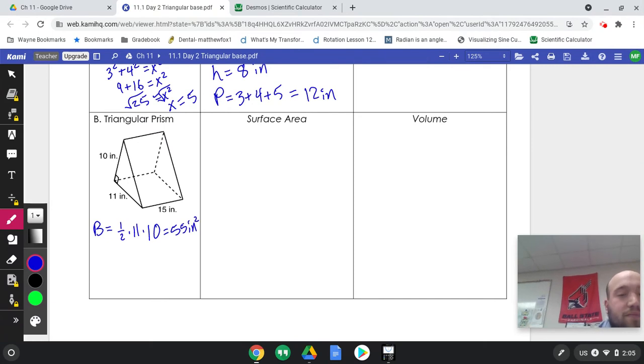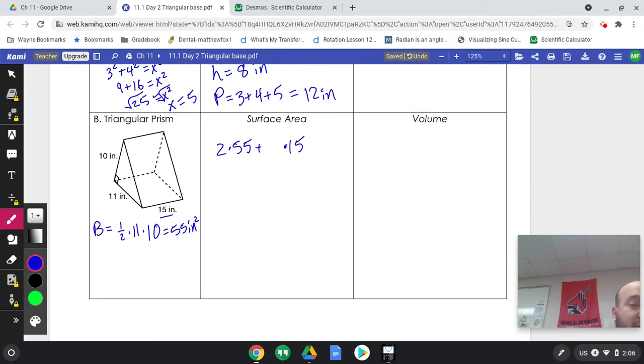Okay. So we know it's 2 times 55 plus whatever P is times H. Now your H right here, 15. So something times 15. Okay, to find our perimeter, we need to first find this missing side again, which is also our hypotenuse again. So 10 squared plus 11 squared equals x squared. 10 squared we know is 100. 11 squared, 121.